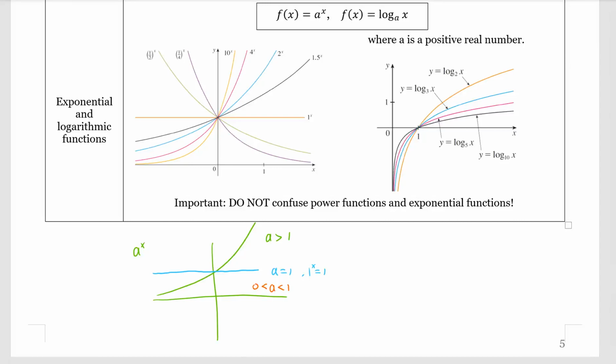It will be a complex number, right? So that's why we require the base to be positive. But when the base is less than 1, then we have a decreasing function. So far so good, everybody?